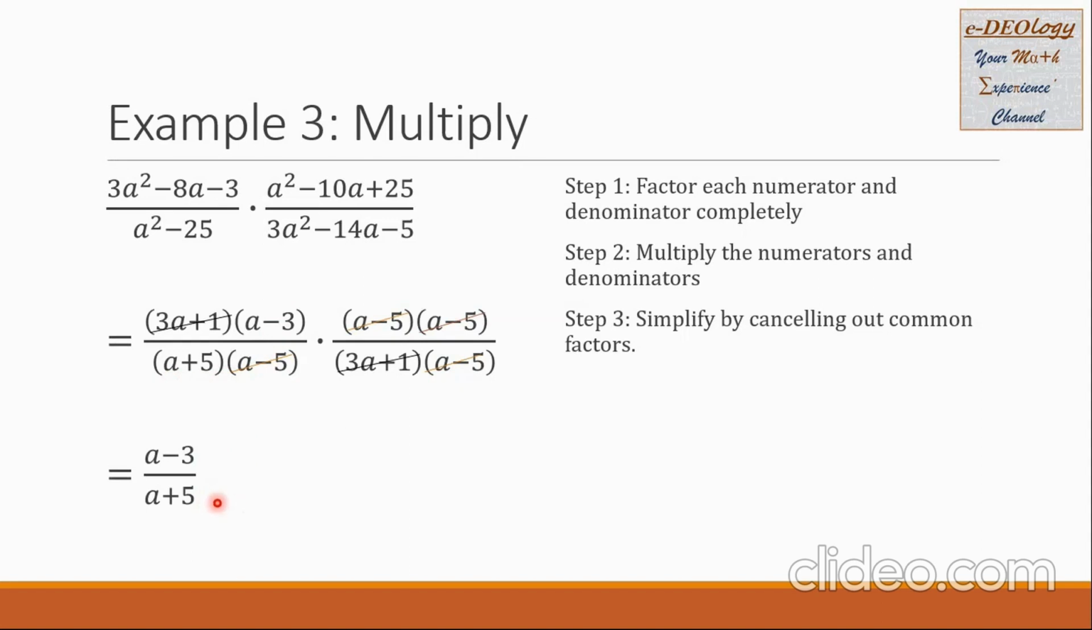The next question is, can we cancel this a and a in the denominator? The answer is no. There is a note that we cannot remove a term from a sum. So the a in the numerator is part of the sum a plus negative 3. In the same way, the a in the denominator is part of the sum a plus 5. So this a minus 3 over a plus 5 is our final answer.